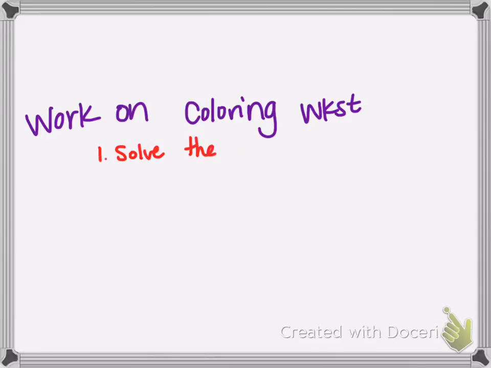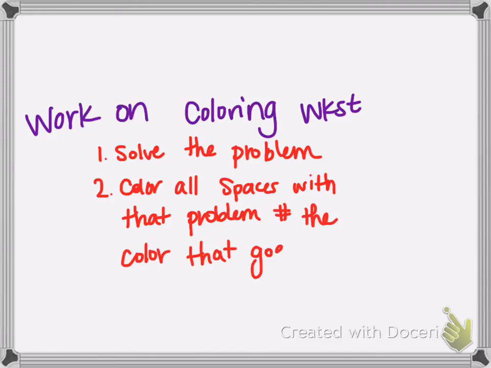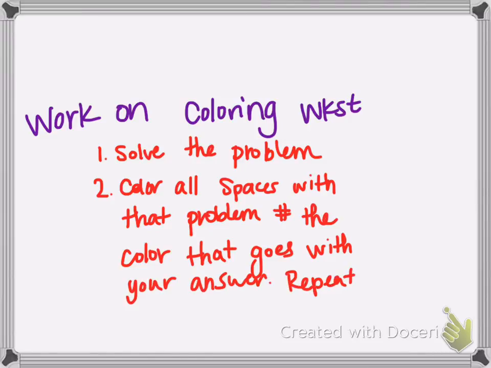Number 1, on the worksheet that has the problems, you're going to solve each problem. Okay, you're going to get an answer. It's multiple choice, so it's going to look like one of those 4 answers. Then that answer that you get is going to go with a color. So you're going to color in, on the coloring sheet for problem 1, all the spaces that have a 1, you color it with the color that matches your answer. Okay, then go back and repeat and do the same thing with problems 2, 3, 4 until you get all the way to the end.